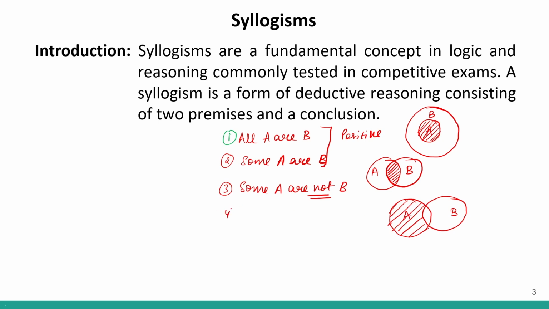Okay? And fourth is that none A are B. None A are B means there is no overlapping between A and B. They are separate entities and they will not overlap. These two are called negative statements.